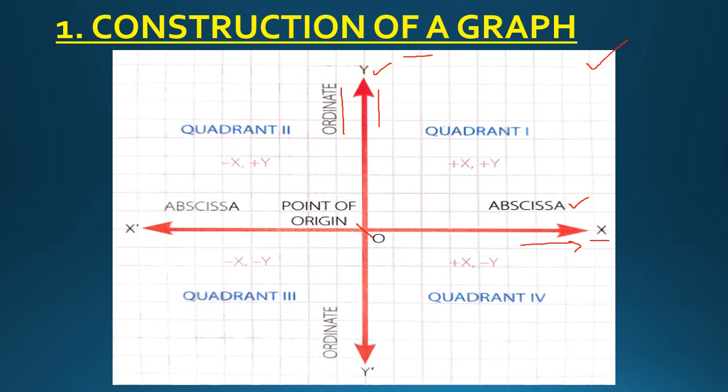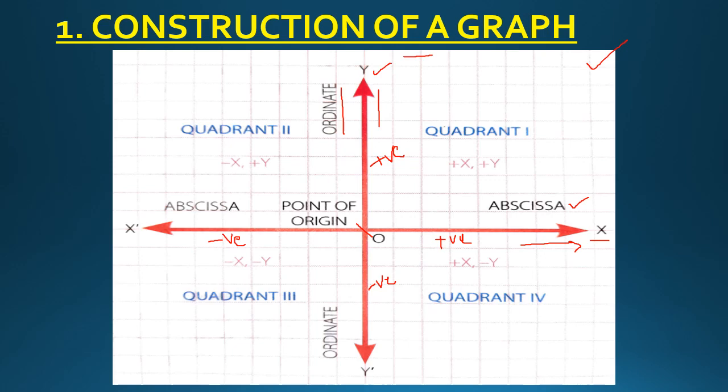Here on this side, above the x-axis on the y-axis, positive values are shown. Below the x-axis on the y-axis, negative values are shown. On the x-axis, on this side positive values are shown, and here negative values are shown.